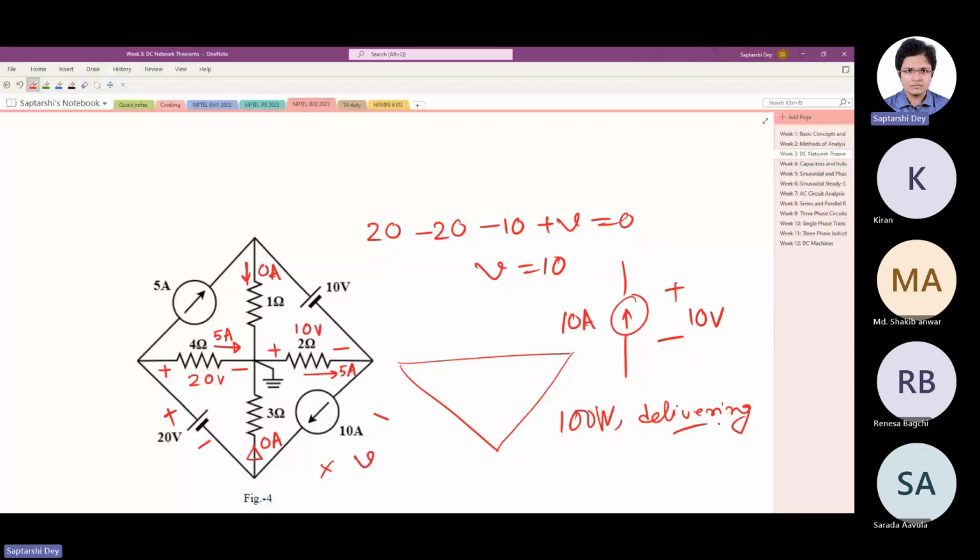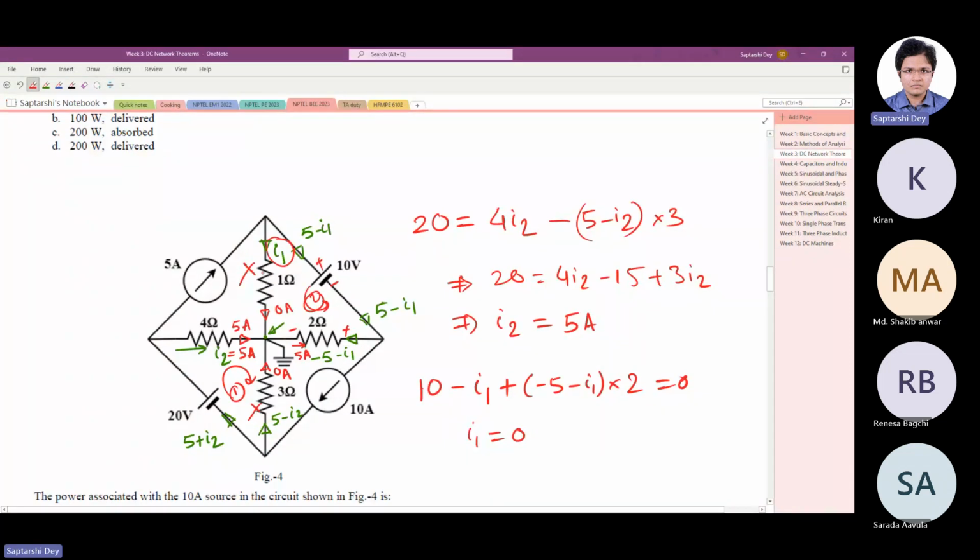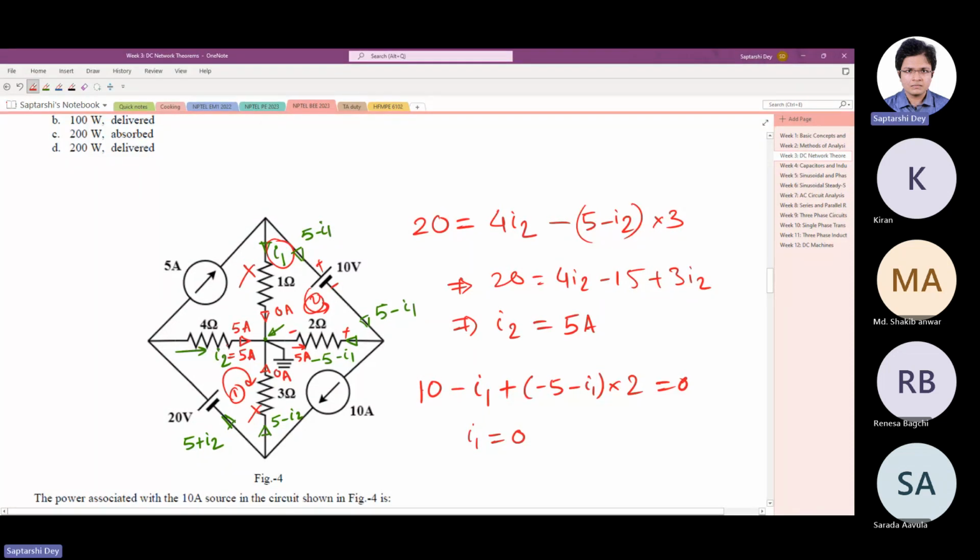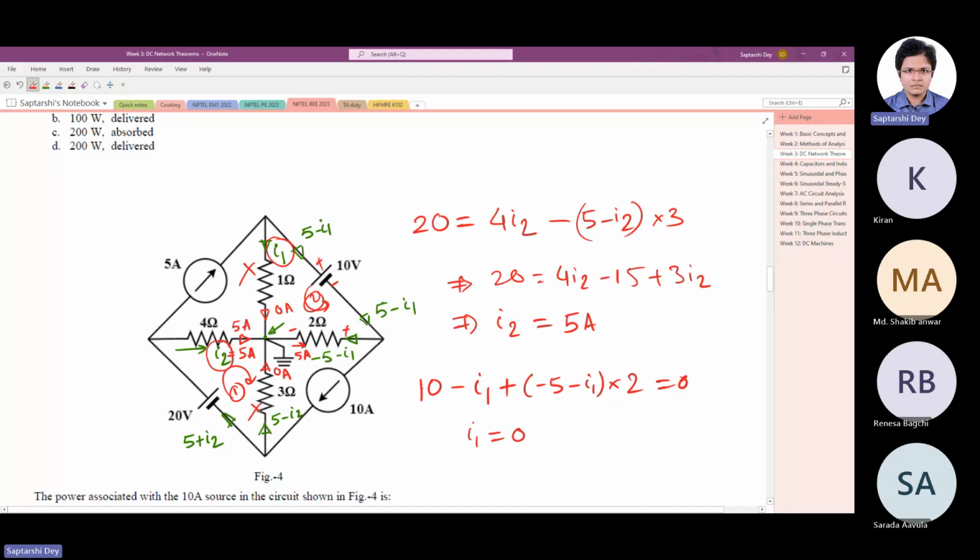This way, I don't know where to write another equation. Something we got here. And what else to write? Can you explain why it is 0? We wrote the current equations. See, here in this branch, we assumed the current to be I1. And in this branch, we assumed the current to be I2. Right? These two unknown variables we took.